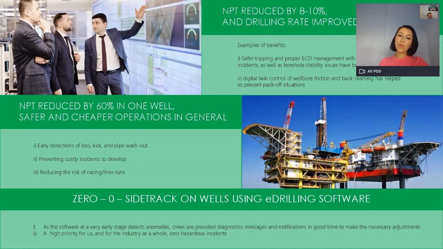Another example from another customer is showing that NPT was reduced by 60% in just one well. And this is thanks to having early detection of losses, kicks and pipe washouts, preventing really costly incidents which could develop, and also by reduction of risks when running the casing and liners.